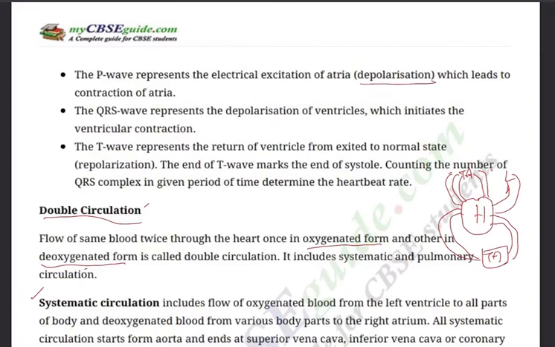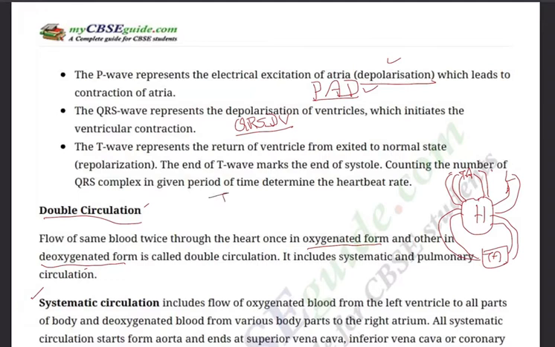The P wave represents the electrical excitation of the auricles. As I said, auricular depolarization leads to contraction of the auricles. So the P wave is the representation of atrial depolarization. You can remember it as P wave, auricular depolarization, PAD. Next, the QRS wave represents depolarization of the ventricles. So you can write it as QRS DV, depolarization of ventricles, which initiates ventricular contraction.